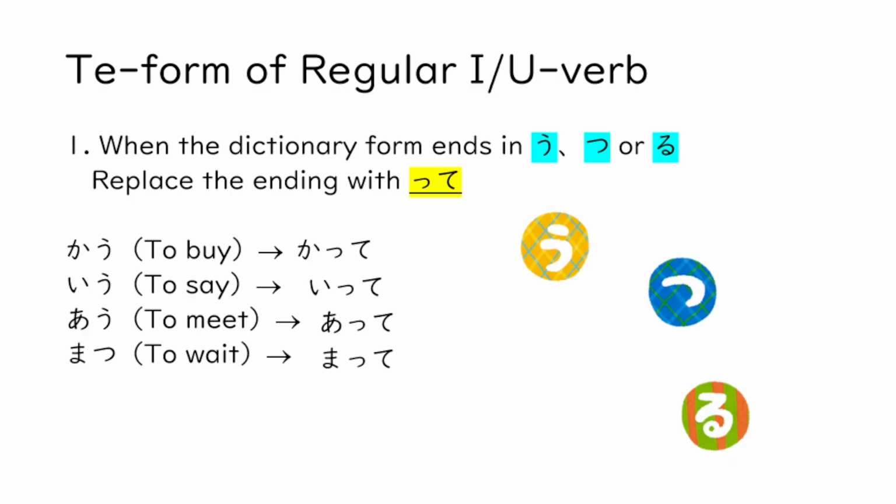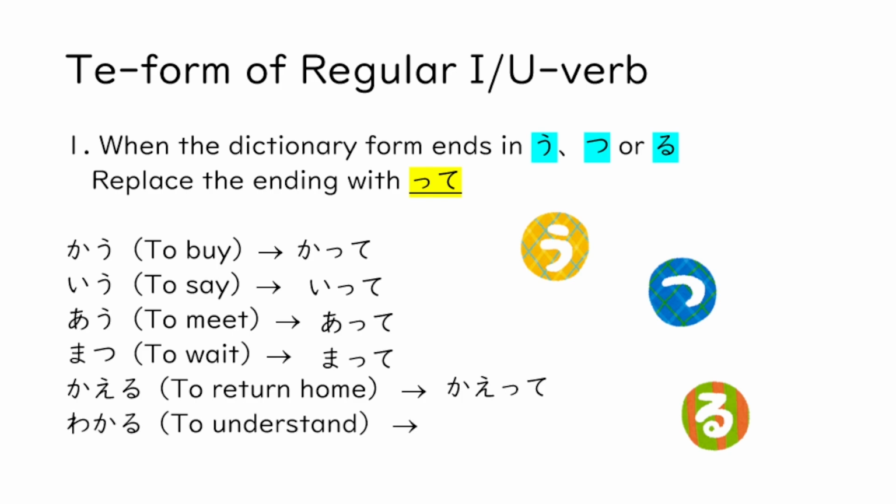帰る means to return home, and its te form is also in the same type. So it's kaette. Just replace ru with a silent pause plus te. Wakaru means to understand, and its te form is wakatte. So how about regular u verbs ending in other than u, tsu, ru?